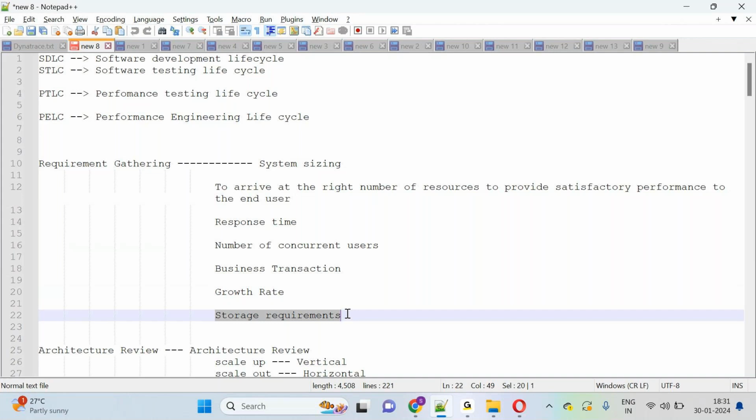Performance engineers also will think about requirement gathering. What are the things they'll focus on? They'll think about system sizing. What is the size of the system that I'm going to have, and at what point am I going to give satisfactory performance to the end user? How should my response time be, how many concurrent users am I going to use, what are the critical business flows, what is my growth rate from one year to another, and what are the storage requirements, so that I'm not storing too much or unnecessary data. All those things.